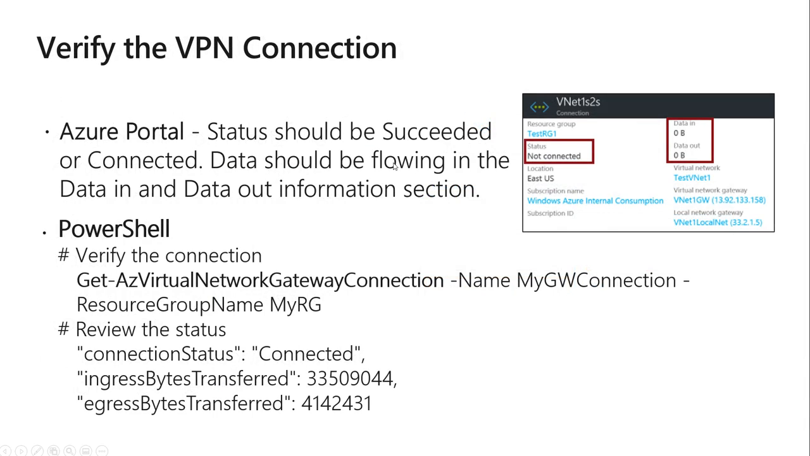And the last step is to verify the VPN connection, right? Once it's connected, you are able to see that it says connected, not disconnected, and you will see the data flowing in and out from here, data in and data out. It cannot be 0 bytes. It's not possible. And you can verify using PowerShell as well.